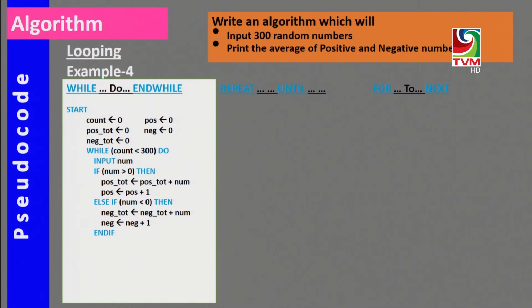Whenever you input a positive value, post count will increment by 1 each time. Whenever you input a negative value, net count will increment by 1 each time, and the summation is also calculated. And we want count equal to count plus 1 for the next value, end while.